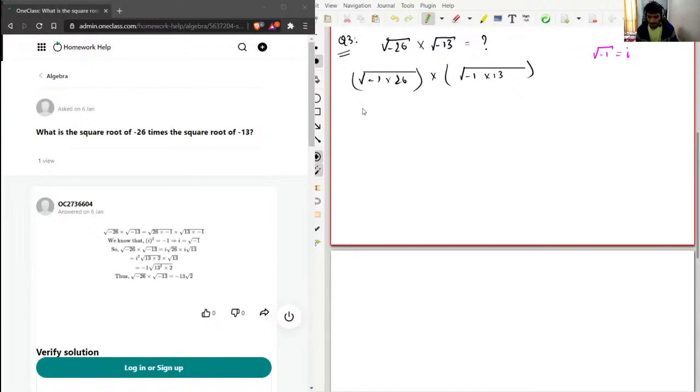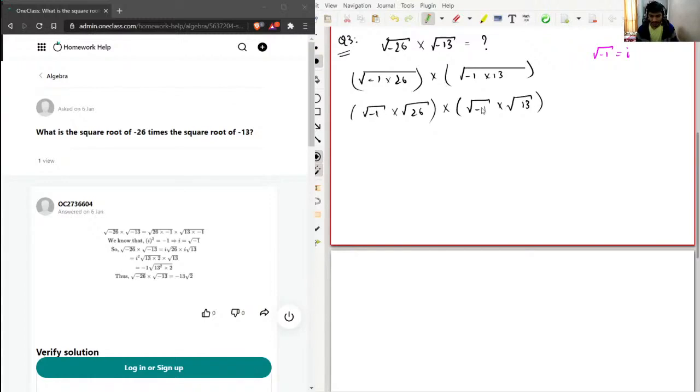So now I will write again, this will be square root of -1. I'll just separate these square roots. So this is square root of 26 times again square root of -1 times square root of 13. Now I can substitute this square root of -1 as i, and then go for the multiplication of this square root of -1 and this square root of -1.